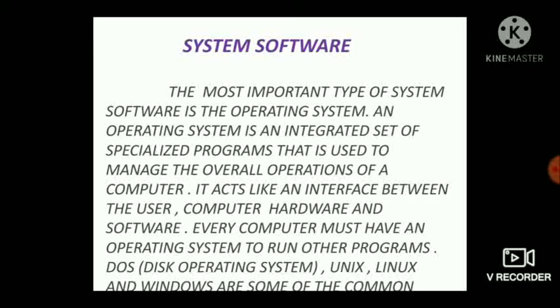System software comprises programs which interact with the hardware at a very basic level. They are the basic necessity of a computer system for its proper functioning. System software serves as the interface between hardware and the user. The operating system, compilers, and utility programs are examples of system software.